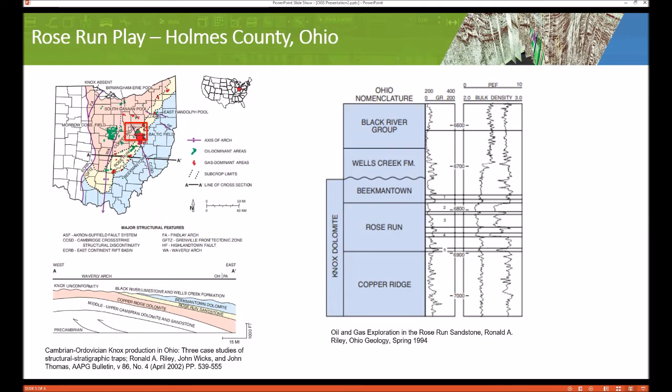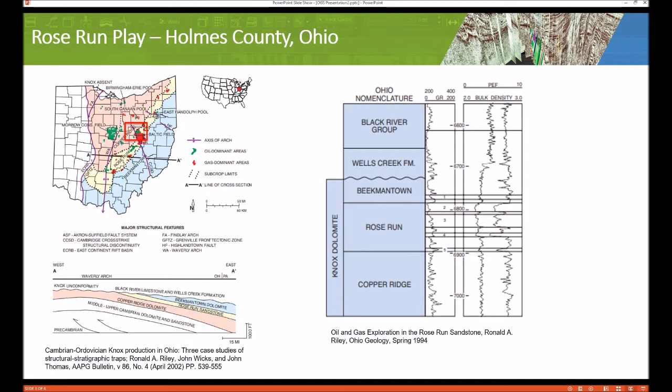Welcome to today's presentation. The Knox Group has produced oil and gas in Holmes County for many decades. Much of the production is attributed to erosional highs or paleotopographic highs developed on the Knox Unconformity. In recent years, oil and gas production has been found along the updip truncations of the Beekmantown dolomite, Rosemont sandstone, and Copper Ridge dolomite against the Knox Unconformity.